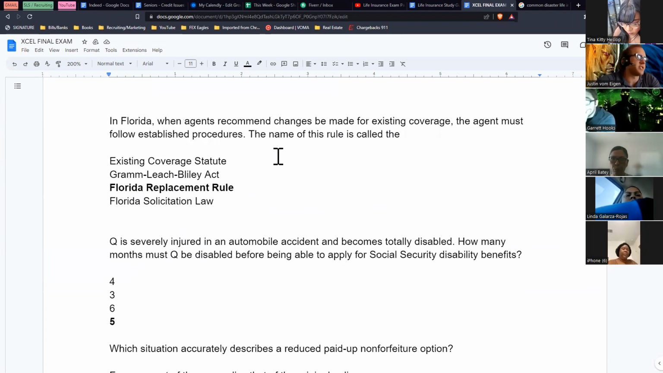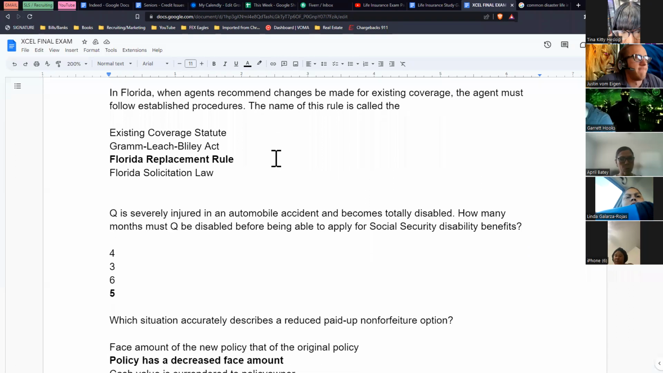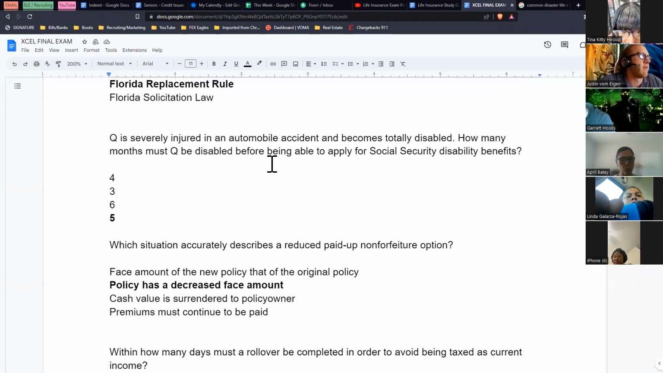In Florida, when agents recommend changes be made for existing coverage, the agent must follow established procedures. So in Florida, they call it the Florida replacement rule, replacing policies. Q is severely injured in an automobile accident and becomes totally disabled. How many months must Q be disabled before being able to apply for Social Security disability benefits? I guess it's 5 months.